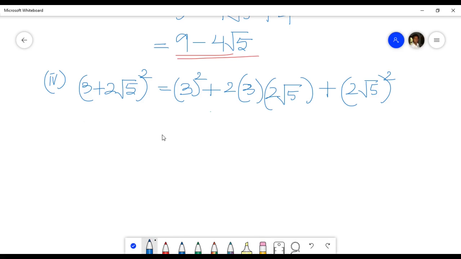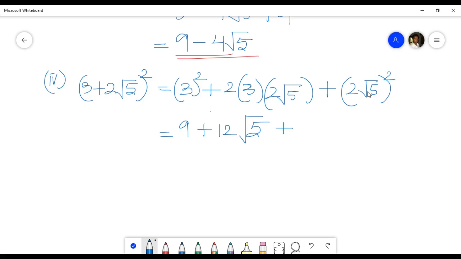3 square is 9, right? And we multiply 2, 3 and 2. That would be 2 3s are 6, 6 2s are 12, and root 5. Remember, we cannot multiply the radicals with the other numbers, okay? That's why we're just multiplying the natural numbers 2, 3 and 2, and keeping the radicals separately.